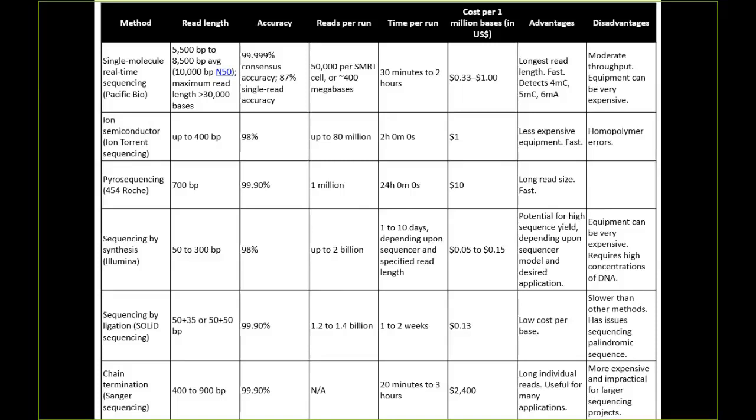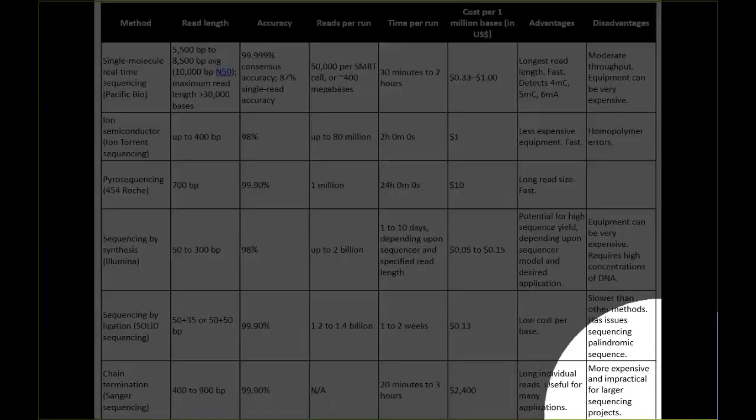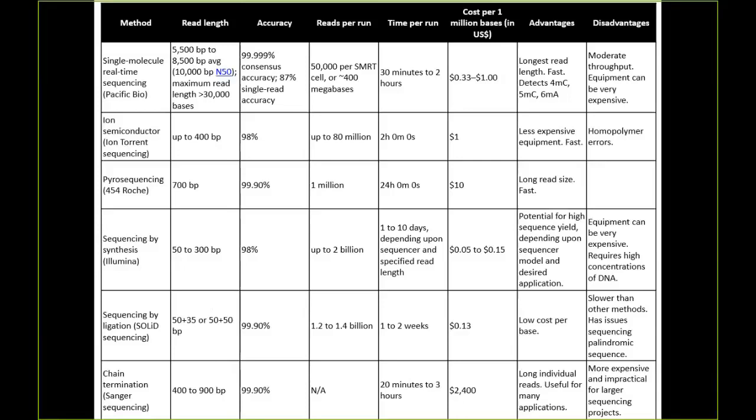Sequencing by ligation, also known as SOLiD. I don't think I've seen anybody do that for years. So it's on here, but I'm not going to go into it in detail. And then finally, chain termination Sanger sequencing.